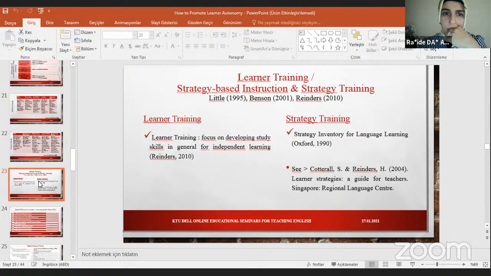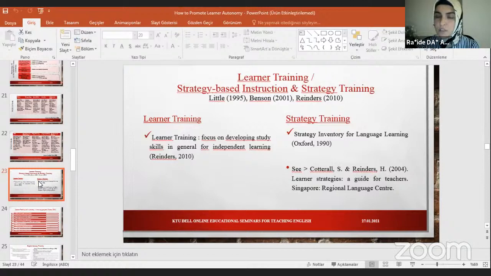Learner training is mostly focusing on developing study skills in general for independent learning. But when it comes to strategy training, we are helping our learners to learn and use different language learning strategies consciously. So in strategy training, for instance, you can use that inventory by Oxford, who is the leading figure in strategy research, I mean. You can use that kind of inventory so as to see the frequency of your students' use of strategies, okay?